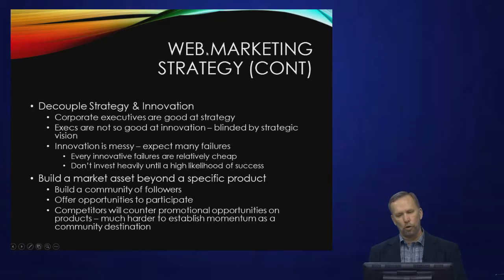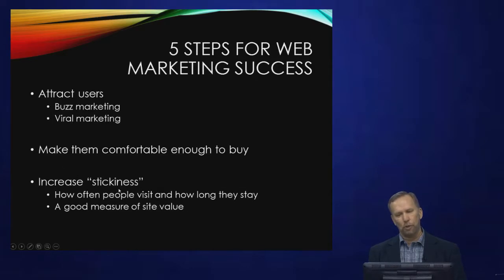So these first four were marketing strategy items, so 4 marketing strategy items. Now we're going to look at a 5-step process for successfully marketing your website or web business. You need to attract users. Again, we'll look at buzz marketing and viral marketing and the differences between those here in just a minute.